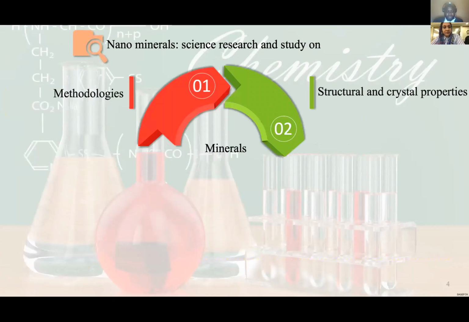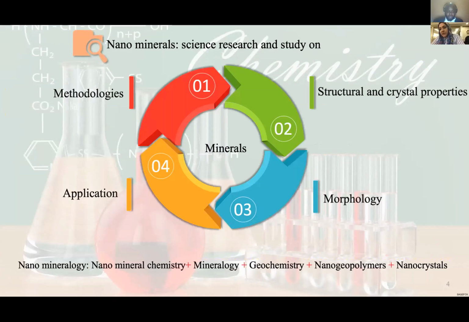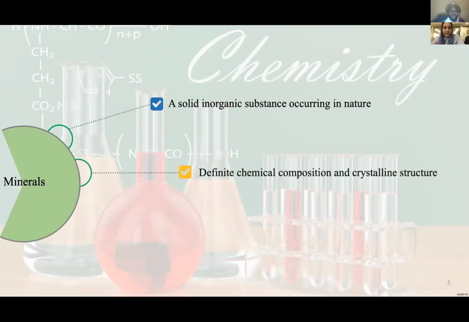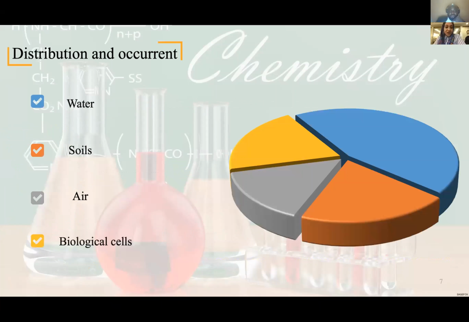What about the minerals? A mineral is a solid inorganic substance occurring in nature, with a definite chemical composition and crystalline structure, and the formation is by inorganic geo and biological sources. About the distribution and occurrence, they are in the water, soil, air, and biological cells. Minerals make up most of the earth and are an important part of our everyday life. This picture shows examples of natural minerals.